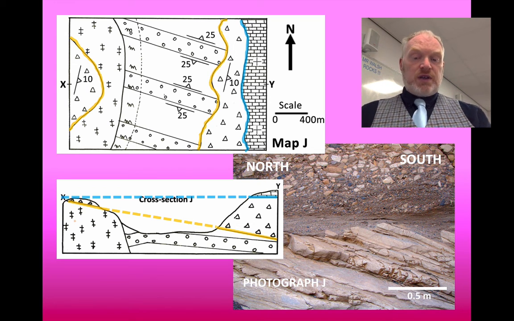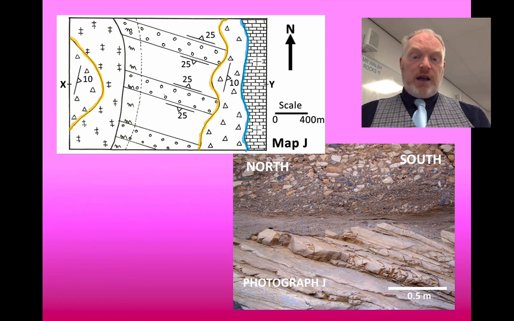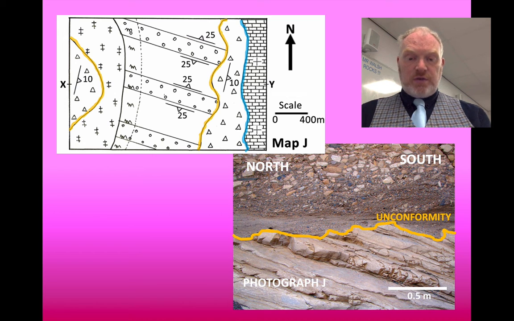The second question I asked then was looking at the photograph and highlighting the unconformity on the photograph. We can see at the bottom of this photograph we've got these beds, these layers that are dipping to the south, and then we've got the breccia sitting on top. The boundary between them there, I've highlighted again in orange, that's our unconformity.